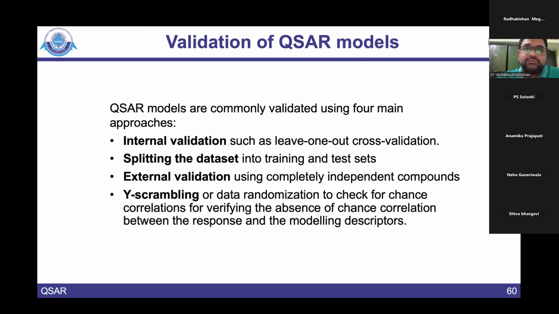Next, we can move on to the validation of the QSAR models. How do we actually validate? First is internal validation, simple cross validation. That means we will see whether this particular model is valid, whether it actually predicts. Then the training and test data set, and then external validation, using completely independent compounds.